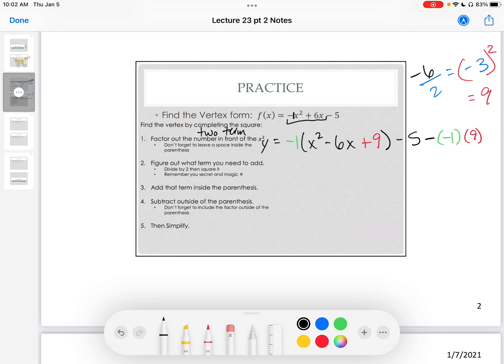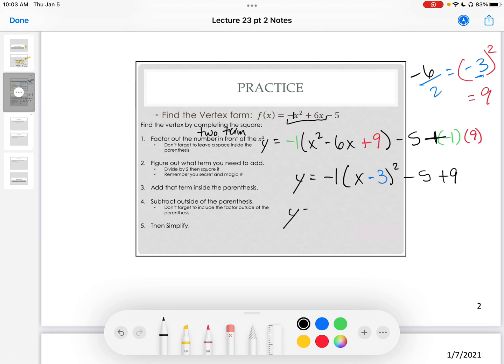So I end up with y equals -1 times, now remember, I set this up, I forced it to factor into an x something squared. So what goes in there? Well, that is going to be my secret number, which would be a -3. Now, on the outside of the parentheses, I'm just ready to simplify. I have a -5, two negatives there, make that a positive. So that's a +1 times 9, which gives me a +9.